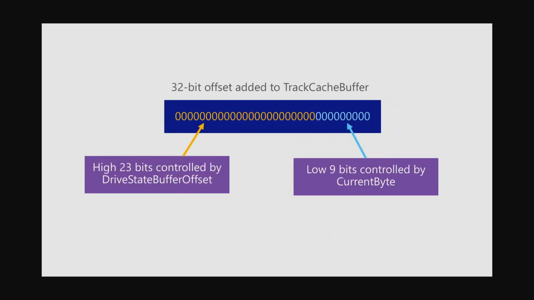And just in case it isn't super clear, the way that you end up having that full 32-bit offset under your control is the high 23 bits come from the drive state buffer offset, because that's always going to be 512 byte aligned, and the low 9 bits come from the current byte.